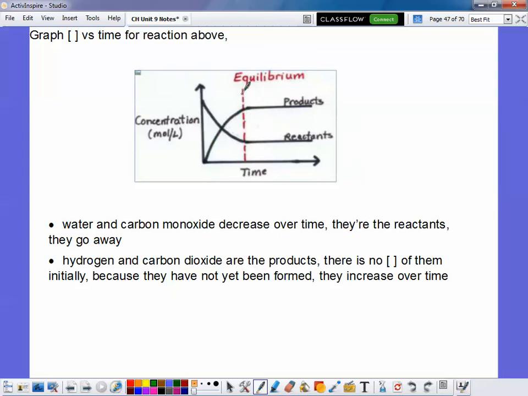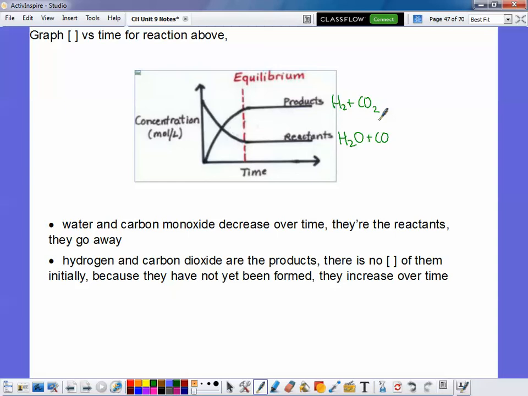And eventually, there will come a point when their concentrations kind of level out. Okay? But notice how the reactants did not completely go away. There's still some there. So this was our water and our carbon monoxide, and then our products were hydrogen gas and carbon dioxide. Okay? And it has written in words here exactly what I just said.